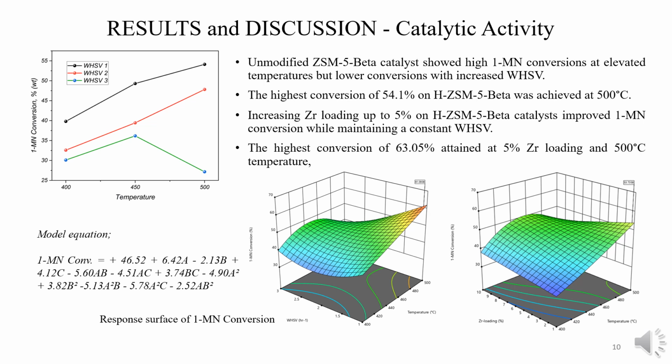From the model equation and the response surface presented below, a clear trend emerges for zirconium-loaded catalysts. It can be seen that increasing zirconium loading on ZSM-5 beta catalysts of up to 5% led to an improved 1-methyl-naphthalene conversion while maintaining a constant reaction temperature. The peak conversion of 63% was achieved with 5% zirconium loading at 500 degrees Celsius. This result underscored the important interaction between zirconium loading and temperature on conversion.